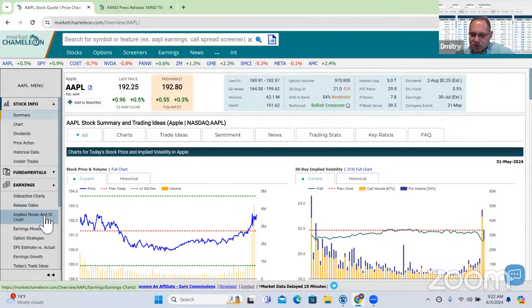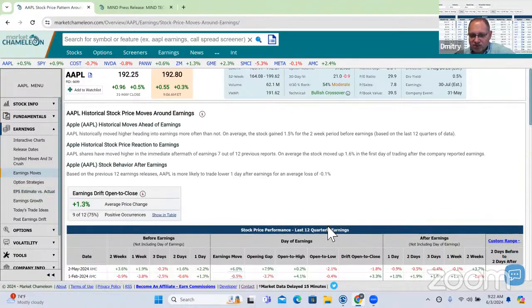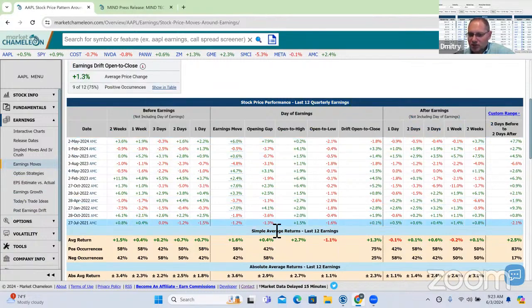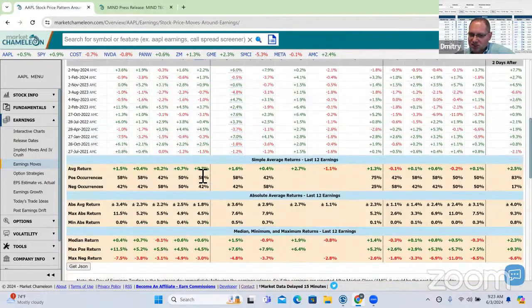But we could go to, say, Apple earnings, and we could look at, there's a lot of different reports here. But if we wanted to see the earnings moves, we could see the past earnings moves, right? Let's see what did the stock do at the opening gap. How did it move from the open to the high? How did the stock tend to move going into earnings, starting 2 weeks before, a week before, even a day before. So you have all these summary stats over here just on how the stock behaved, right? We could look at the interactive charts.